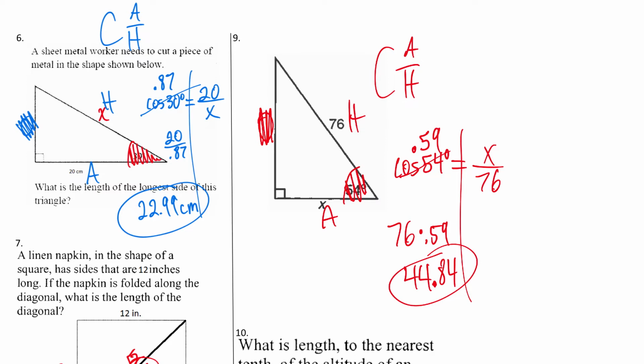And again, one thing you can do, just look and see if it makes sense. Is it reasonable? The hypotenuse is 76. It's got to be the longest side. 44.84 is less than that. That's good. If we would have flipped that upside down or divided there, we would have gotten something bigger than 76. We would know we got the wrong answer.